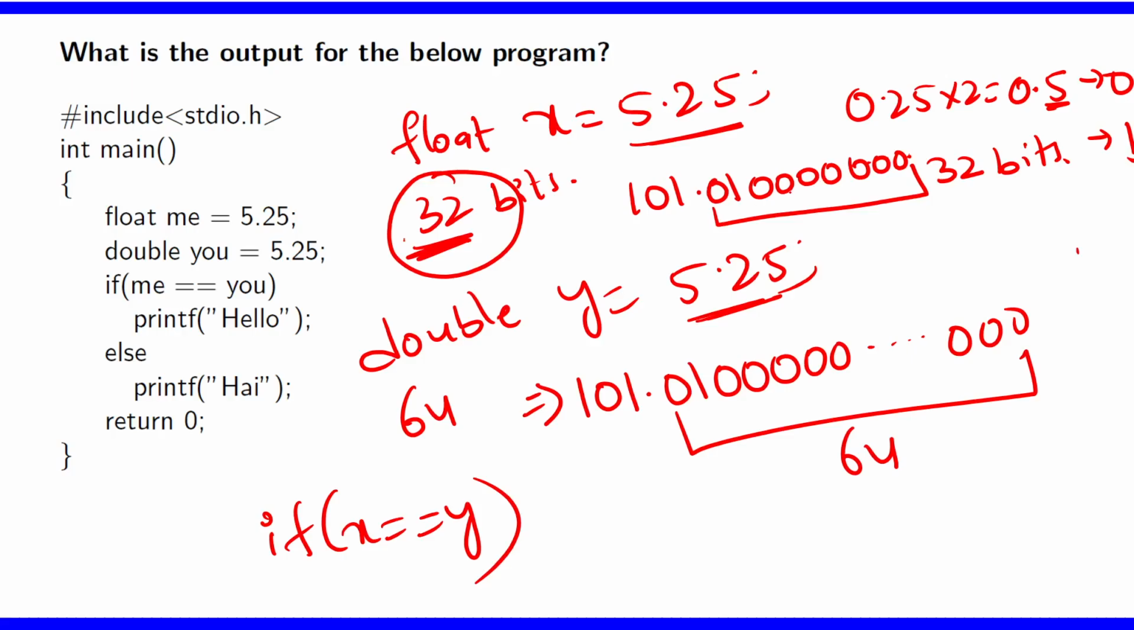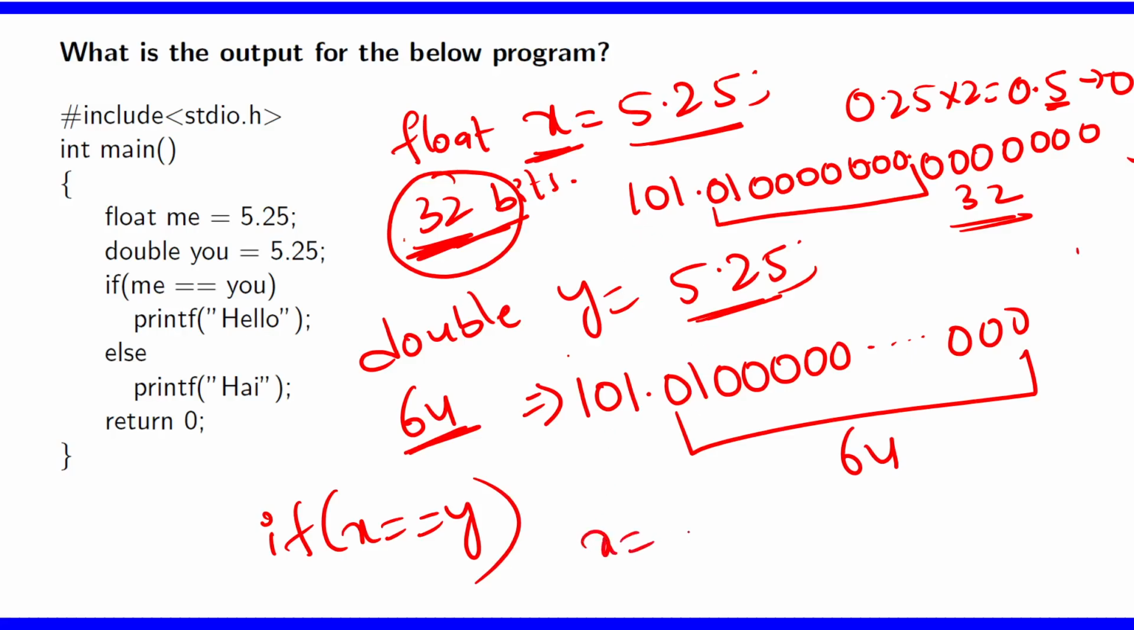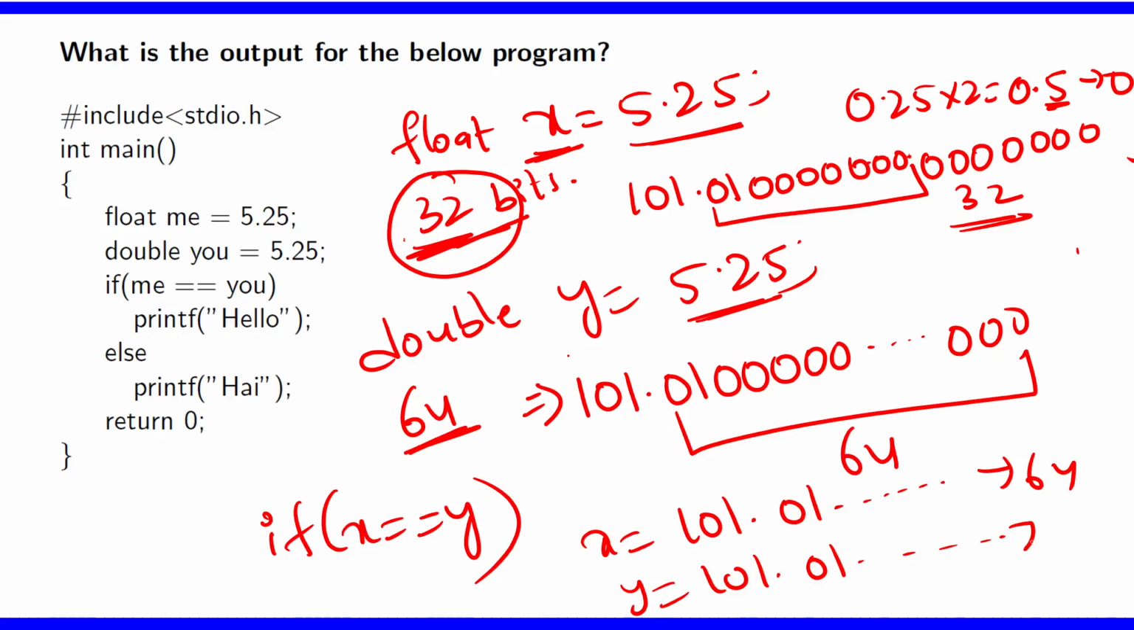So which one is lower here? x is lower, it is only 32 bits, y is 64 bits. So what will the compiler do? The compiler will append 32 more zeros here. Now you see both values: x has become 101.01 and so on up to 64 bits, and y is 101.01 and so on up to 64. This length is 64, this length is 64, all are zeros, all are zeros.